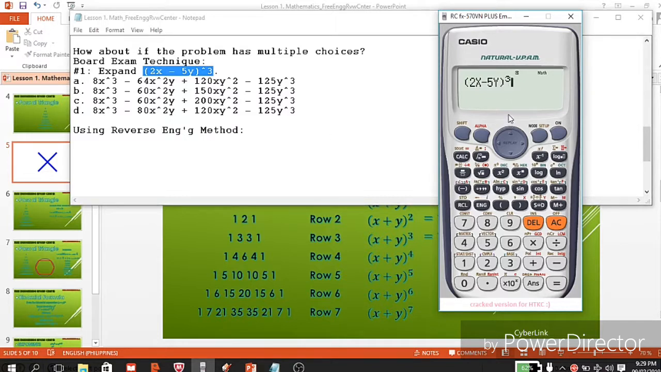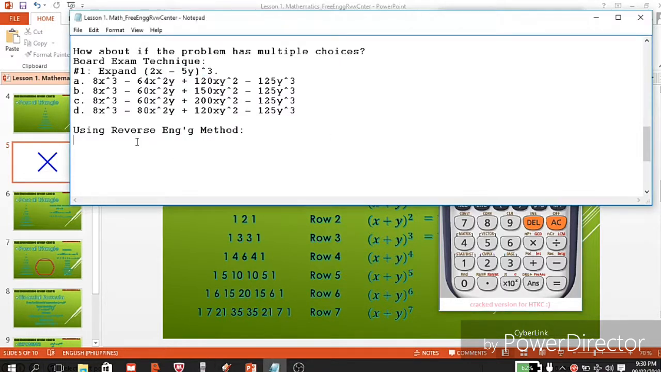We're just going to assume any value of x and y. If that value of x and y corresponds to the choices, then that could be the answer. For example, if I assume x is, let's say, 0.5 and y, let's say, 0.2. So we all know the problem is this one. So what could be its value?